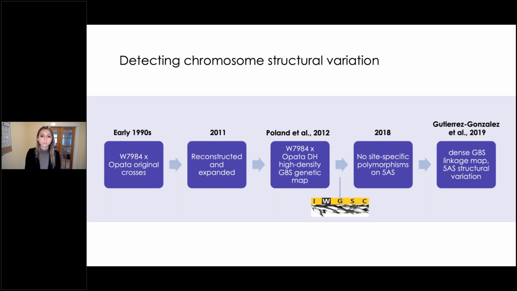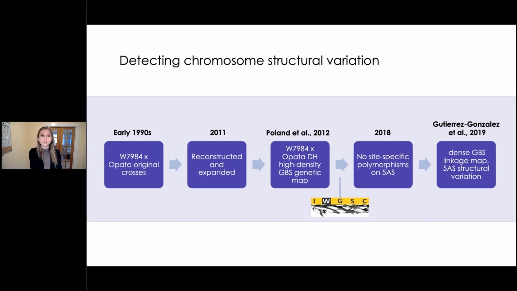So aside from the phenotypic variation subtleties, something that I wondered during our study was, why was the W7984 chromosome arm deletion not detected earlier by the wider wheat community? So I'll explain with a timeline a little bit how I have come to justify this to myself.